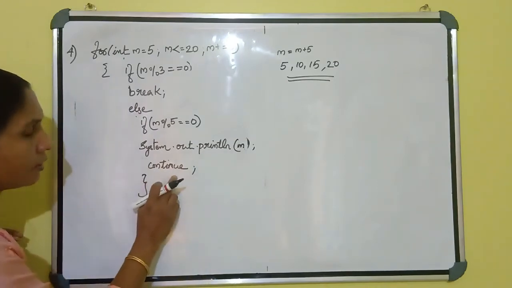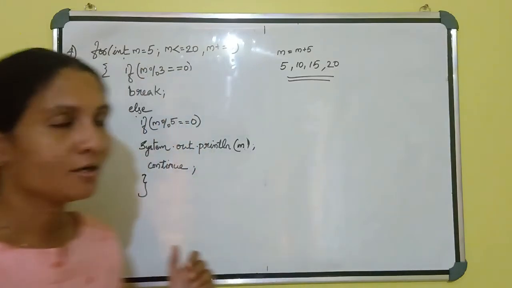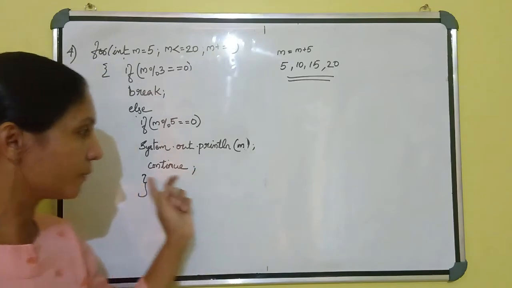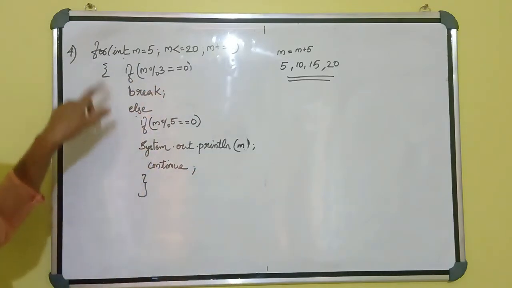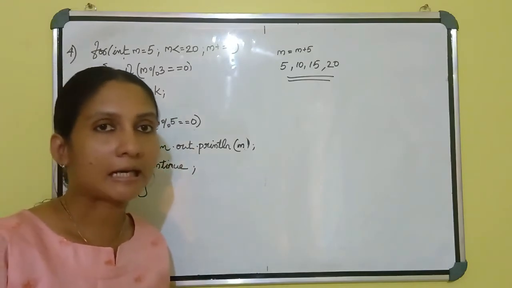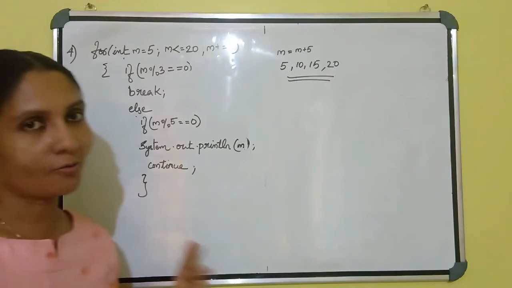And at last you have a continue statement. What's the use of this continue statement? To pass through the previous iteration. The execution will go to the previous iteration. That's the use of a continue statement. Then shall we check how it will work?